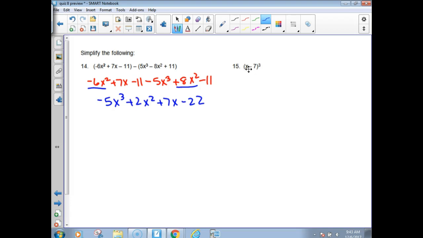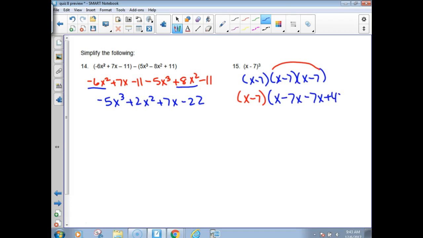Okay, 15. If you're going to cube this, you cannot just say x cubed minus 343. No, thank you. That's not correct. This is x minus 7 times x minus 7 times x minus 7. I'm going to go ahead and multiply the last two first. I'm just going to bring down that first x minus 7, and then I'm going to multiply these out. X times x is x squared, x times negative 7 is negative 7x. I'm doing the long way. Negative 7x and plus 49. Now, I did teach you how to do that quicker, and I hope that most of you would have just gone straight to x.